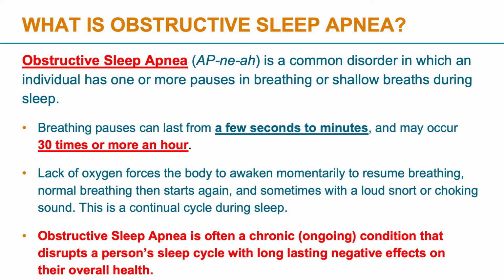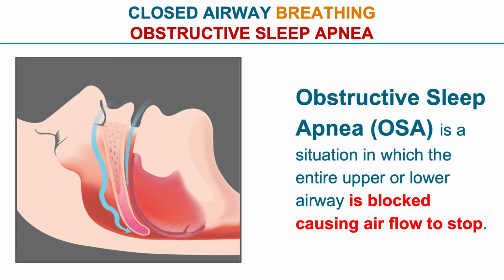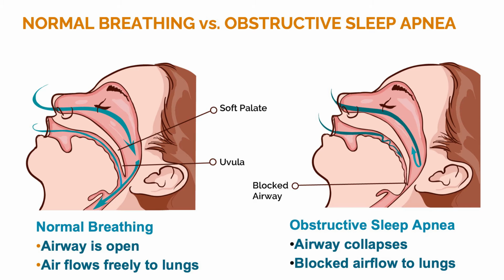Obstructive sleep apnea is often a chronic, ongoing condition that disrupts a person's sleep cycle with long-lasting negative effects on their overall health. In this picture, you can see an example of closed airway breathing, which results in a person having obstructive sleep apnea. Notice how the jaw has fallen downward along with the tongue tissue on the airway, collapsing it. In this picture, you can see that the air cannot come in or out of the airway and the lungs. So, obstructive sleep apnea is a situation in which the entire upper or lower airway is blocked, causing airflow to stop. In this dramatization, you can really see how serious this can be for a person with obstructive sleep apnea. The airway can close completely off and be collapsed for a person that sleeps on their back or even on their side at night.